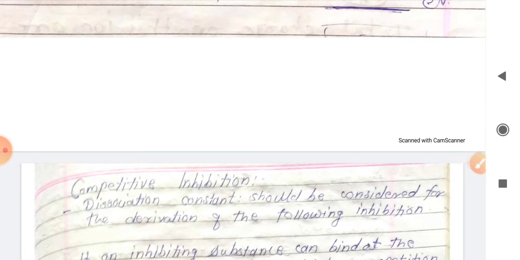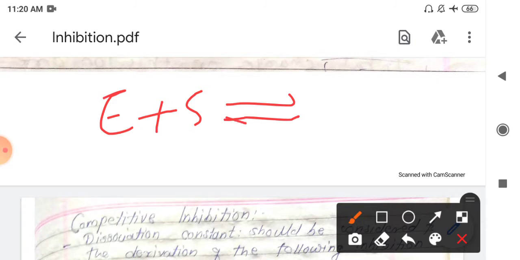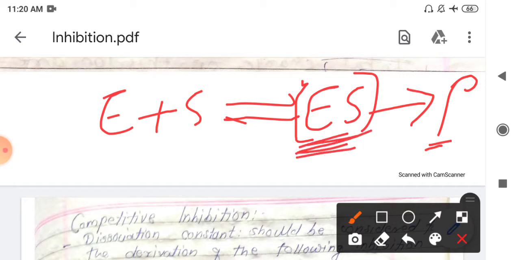Our substrate first should, like in the Michaelis-Menten mechanism we have seen, the enzyme substrate complex is the main component of this enzyme catalyzed reaction, because the product formation depends upon the concentration of this enzyme substrate complex. So any inhibitor or external compound which will bind more strongly with this enzyme, we call it an inhibitor.